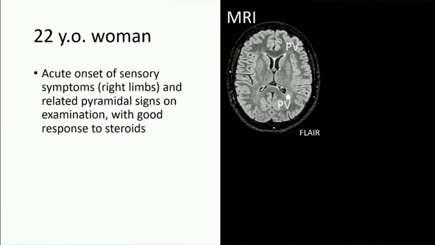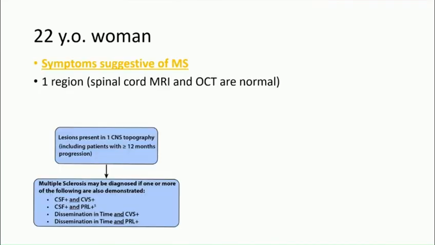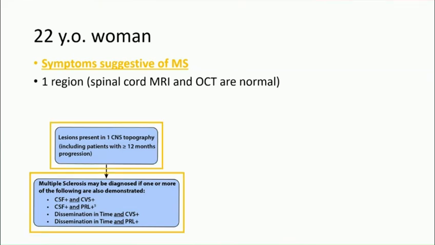Please notice that the lesion in the posterior part of the brain is not really periventricular on this slide, but is periventricular on other slides, but you'll understand later why this lesion is relevant for this case. So here we have only 1 region. Spinal cord, MRI, and OCT are normal, so we tried to demonstrate more the involvement of more than one region, which leaves us no other option than either doing the CSF and then seeing how things move from there, or waiting and see if we are able to get dissemination in time.